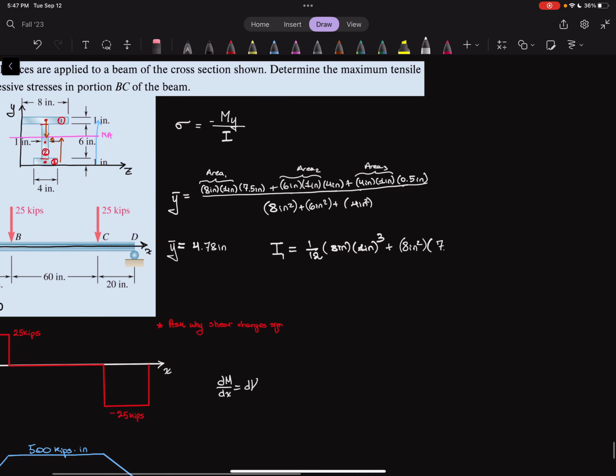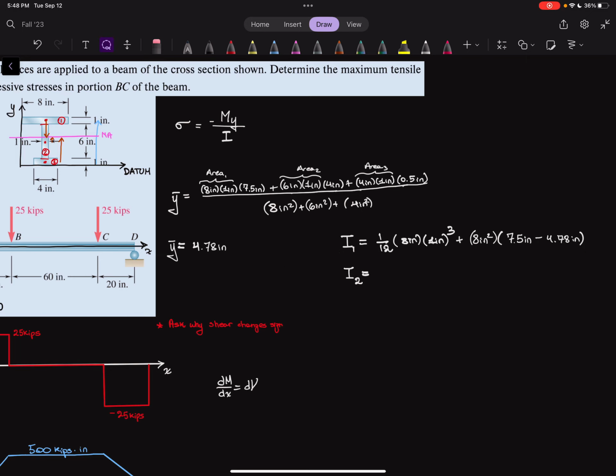I'm going to do 7.5 inches minus 4.78 inches. And it shouldn't be too much of an issue if you do everything from the same datum. Here, I'll call it datum. If you do it from the same reference point, it shouldn't be an issue. So that's for I1. We can do the same for I2 and I3. So let me just create some space here, and we'll do that.